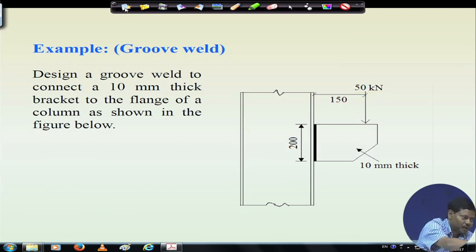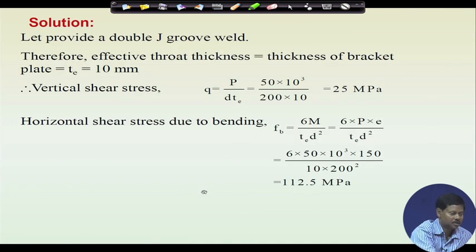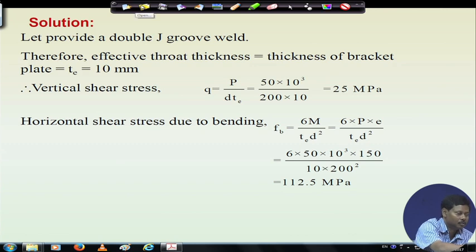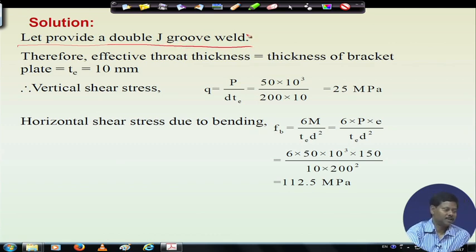So, if we use group weld, how to design the connection, that we will see. Here we can assume single or double group weld. For example, in this case we have considered the double J group weld. As it is a double J group weld, the effective throat thickness will be the thickness of the bracket. In this case the thickness of the bracket is 10, so the effective thickness of the group weld also will be 10.